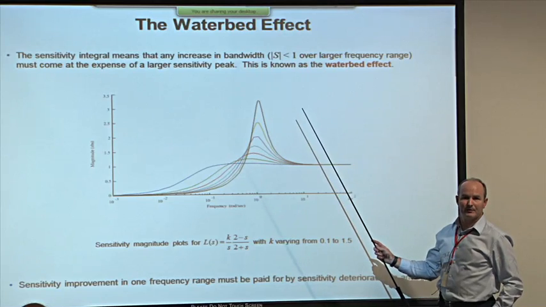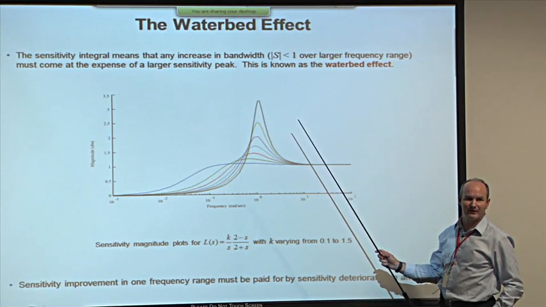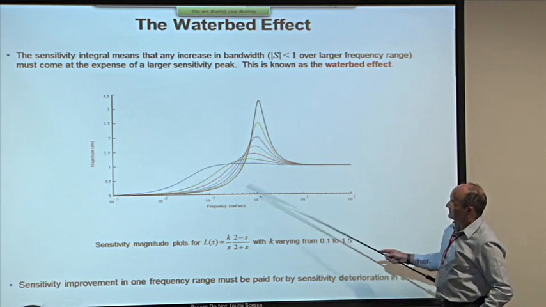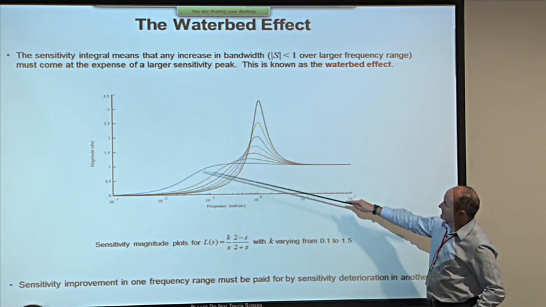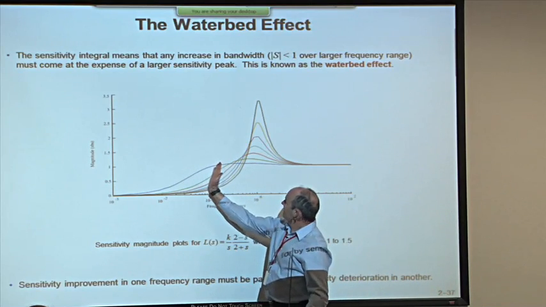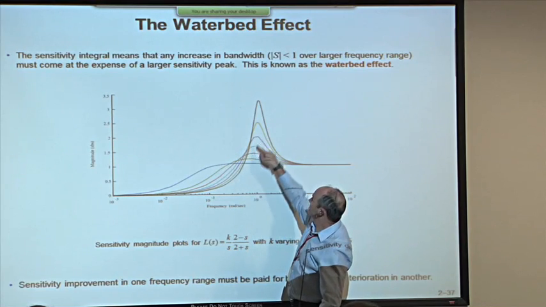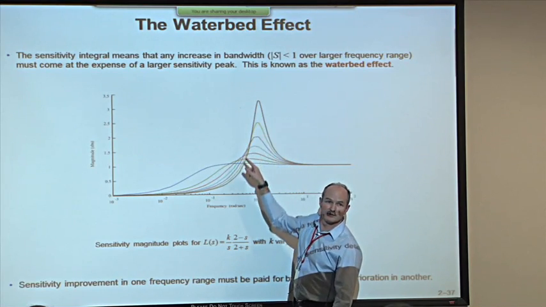And it's an example of how systems are limited in one way or another. You don't get what you want. You have to give up something else. This is an attempt to increase the bandwidth of the system, which you can see is happening. But the only thing that's happening is you sit on this part of the waterbed. It's got to pop up somewhere else. So the peak of this is increasing.